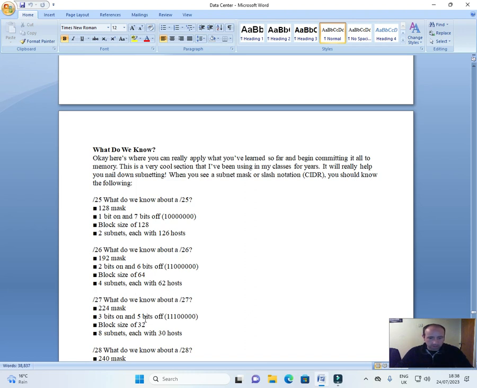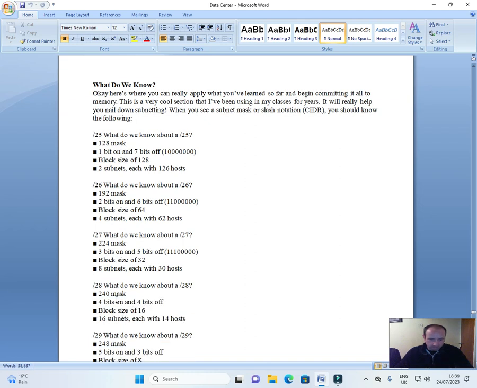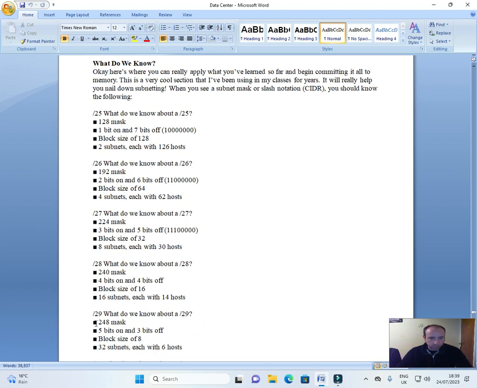/27: what do we know about a /27? 224 mask, 3 bits on, 5 bits off: 1 1 1 0 0 0 0 0. Block size of 32, 8 subnets each with 30 hosts. /28: what do we know about /28? 240 mask, 4 bits on, 4 bits off. Block size of 16, 16 subnets each with 14 hosts. /29: what do we know about a /29? A 248 mask, 5 bits on, 3 bits off. Block size of 8, 32 subnets each with 6 hosts.